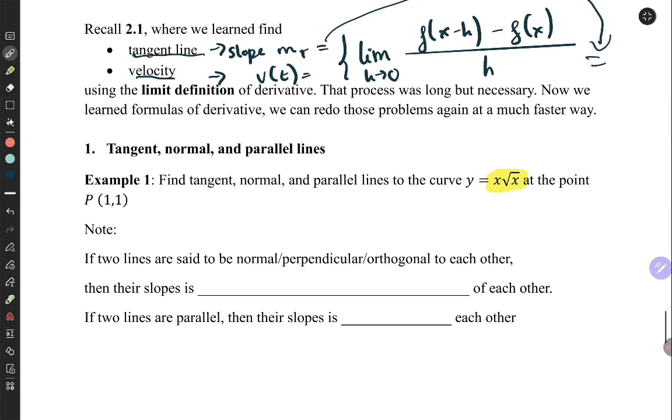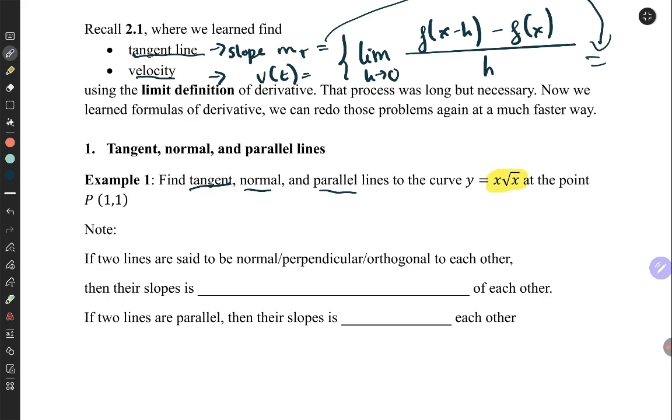All right. And because we're going to do this problem so quickly, the tangent line takes maybe 2 minutes to do. Therefore, we have time to find different things too. We're able to find a normal line. We're going to find the parallel lines. Okay?